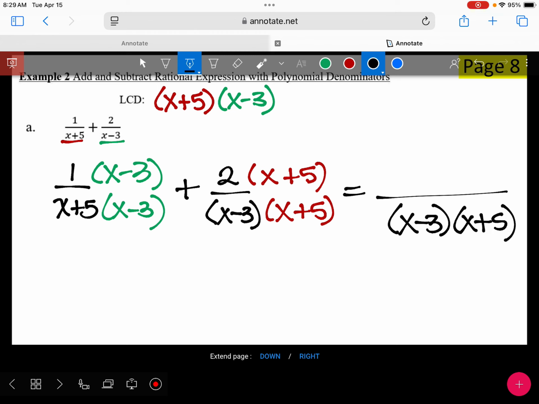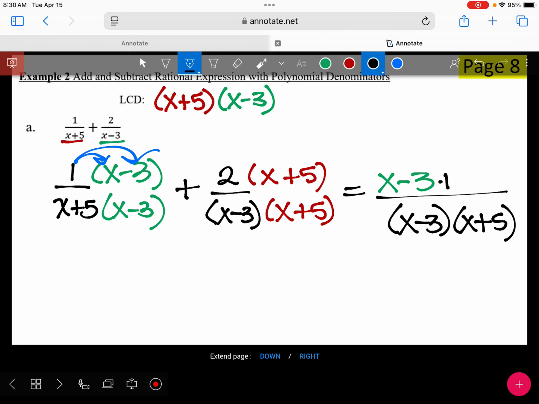Now let's start cleaning it up. When I multiply the 1 by x minus 3, what is 1 times x minus 3? If you multiply something by 1, does it change? Yes, no. Which one? Does it change when you multiply a number by 1? No. So I'm just going to put the x minus 3 at the top. We don't need parentheses anymore.